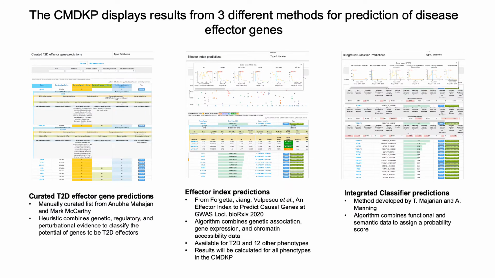The CMDKP currently presents results from 3 methods that predict T2D effector genes. The curated list is the result of a heuristic that incorporates published genetic, regulatory, and mutant phenotype evidence. The other 2 methods, which are both more automated, use algorithms to combine evidence types and generate a probability score.